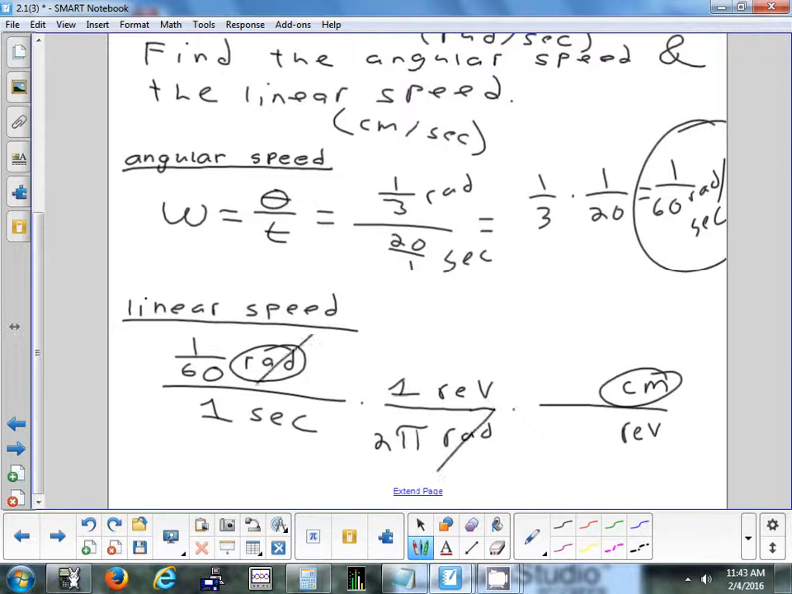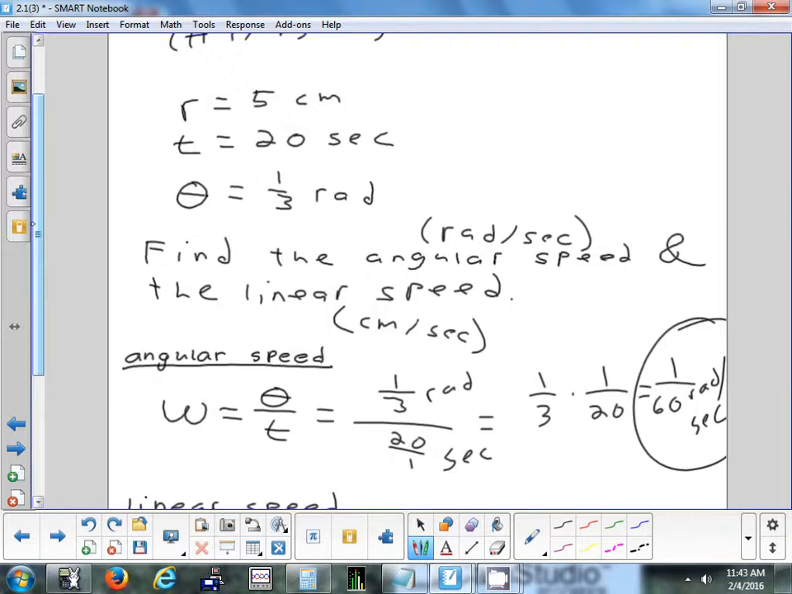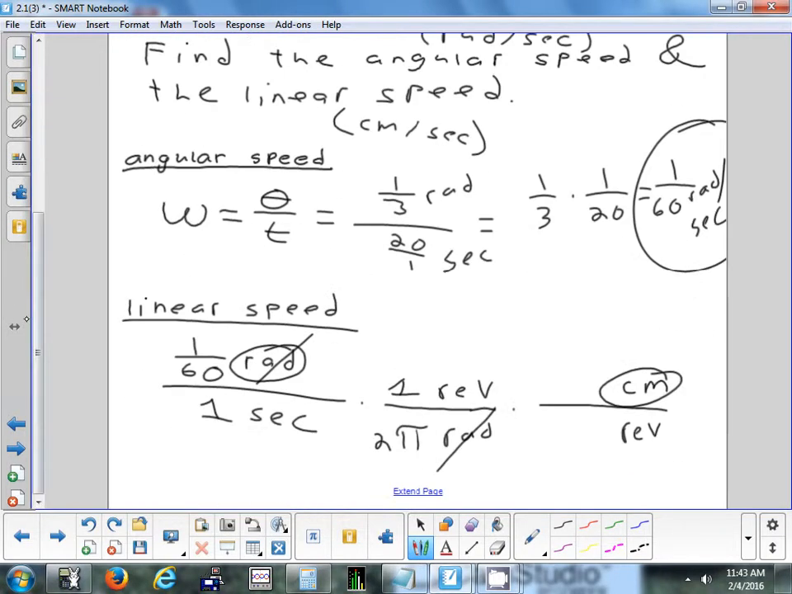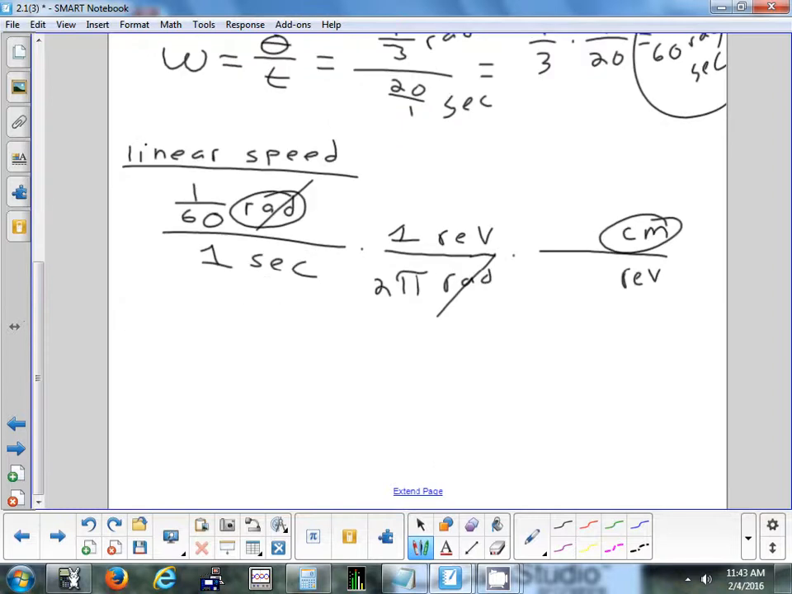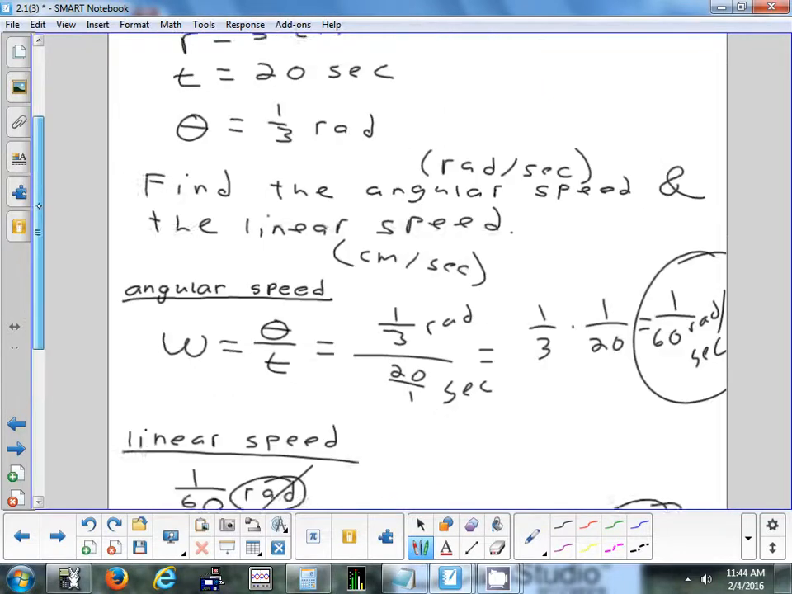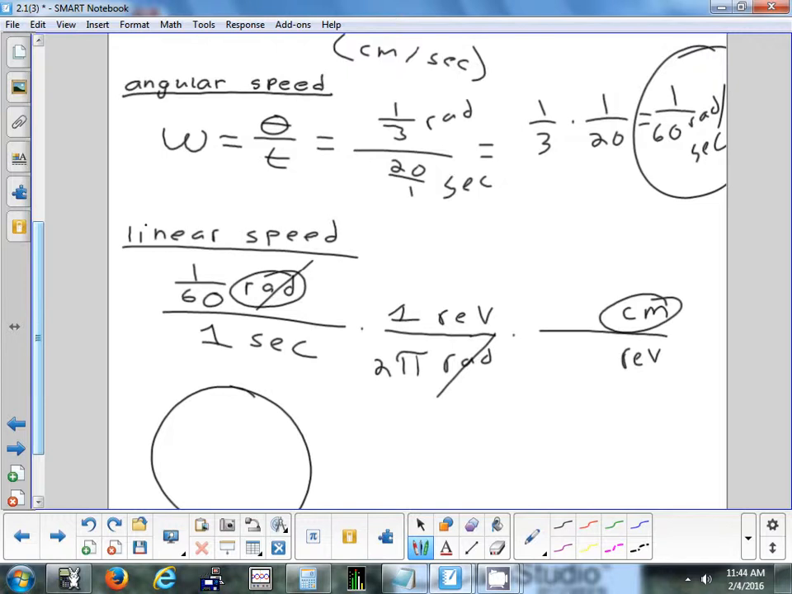Now you'd have a speed in revolutions per second. Now, my last step, I got to get rid of spinning, got to get rid of revolutions, and change it to a straight distance. I chose centimeters because that's what they chose in the problem for me. Generally I pick the unit that they give me. How am I going to figure out how many centimeters in one revolution? It's the circumference. So your radius is 5 centimeters.